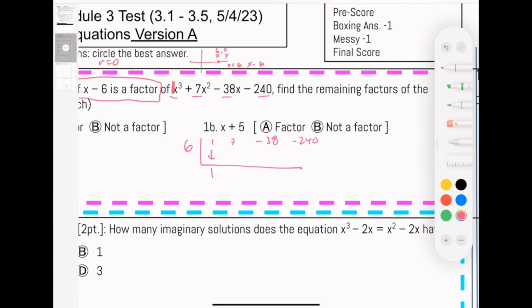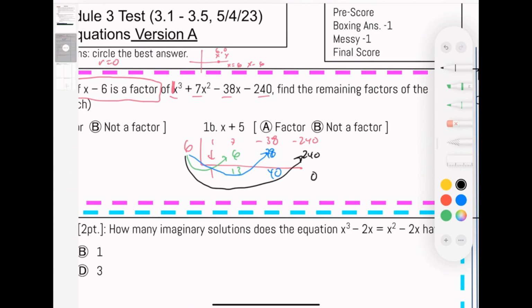And then I have 1 times 6 is 6. It gives me 13. 13 times 6 will be 78, which gives me 40. And then 6 times 40 will give me 240, which is 0.